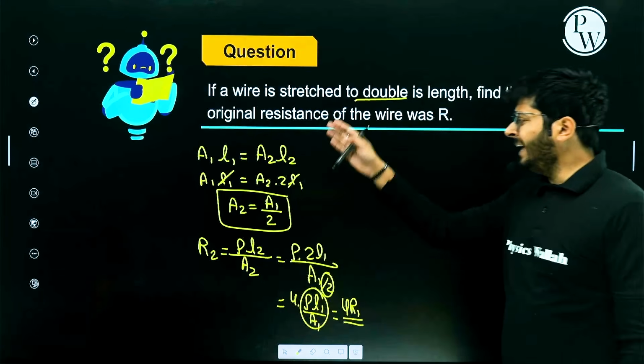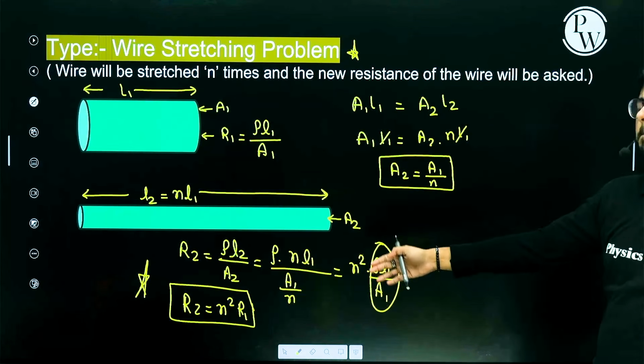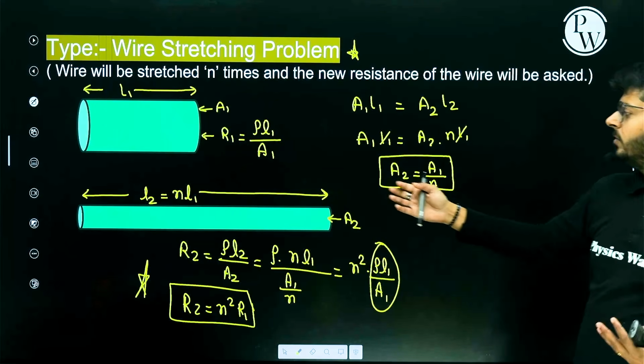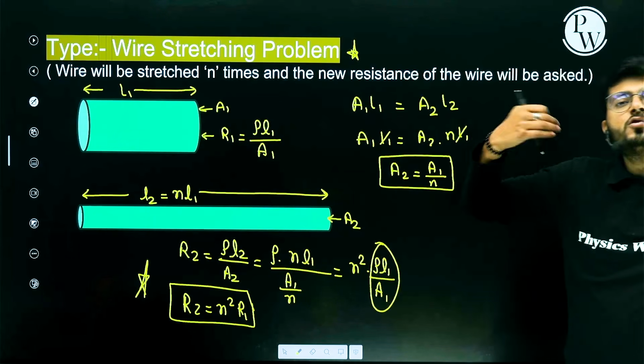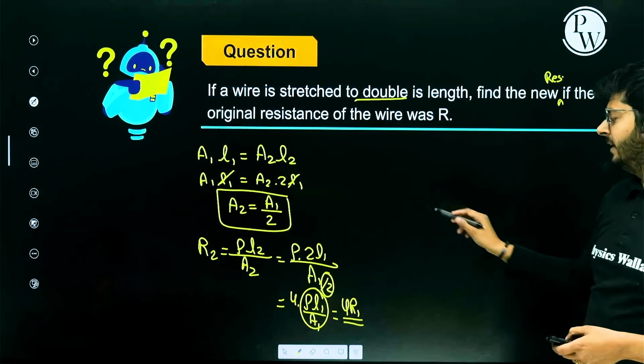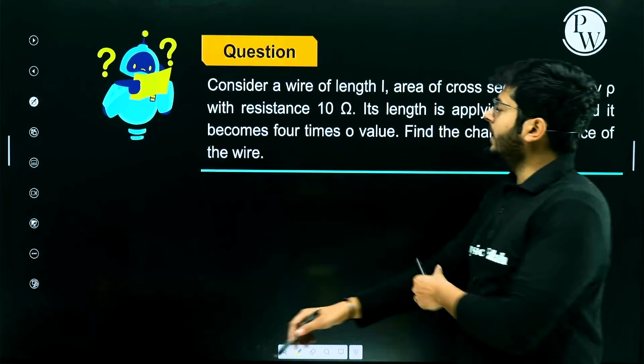So you don't have to solve all these things if you have simply understood this idea that increasing the length of the wire by n times makes the resistance of the wire n square times, right? So I believe the idea is very clear, right? Now look at this question.